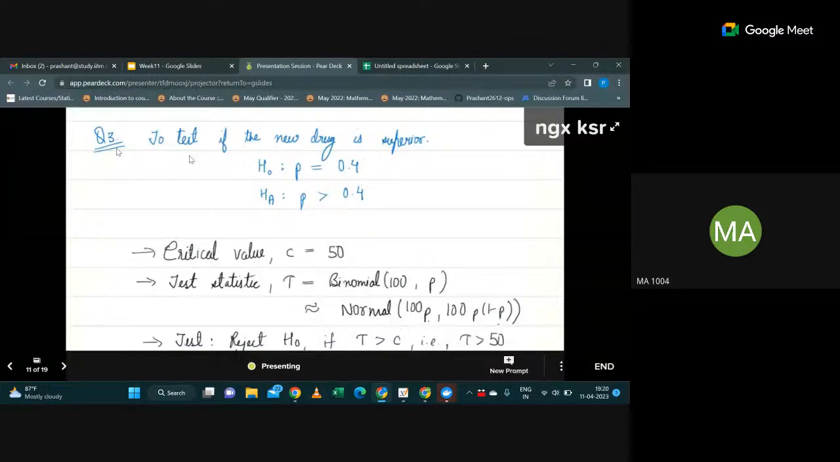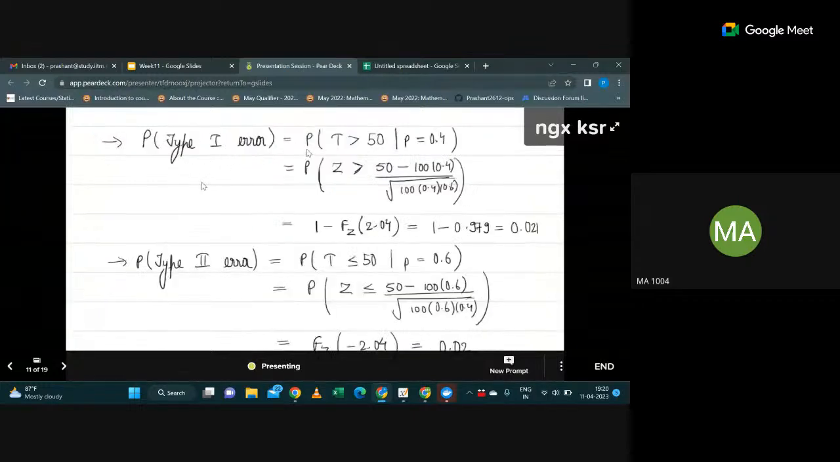Now, alpha is the type 1 error, which we have to find. What is the type 1 error? It is the probability that I reject my H naught, that is, T is more than 50, given that p is equal to 0.4. So it will be Z, when you transform, this inequality becomes 50 minus mean, where the mean is 100 into 0.4, divided by sigma. That's the meaning of converting to a standard normal value, right? Sigma is the square root of 100 times 0.4 times 0.6, because it follows 100p(1 minus p), where p is 0.4 and 1 minus p is 0.6. If you solve, I get 1 minus F(2.04). The value of F(2.04) is given as 0.979. So I get the probability of type 1 error as 0.021.